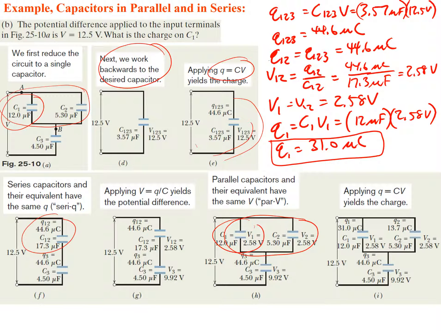The trick here again was to take our complex circuit, combine it into one, and then work our way backwards, knowing the rules that we know about circuits. We know that series capacitors are going to have the same Q. We know parallel capacitors are going to have the same V. And they have these fun little naming schemes if you want to memorize those. You have series Q, and you have par V. Series Q and par V.